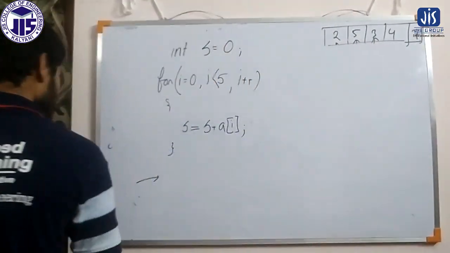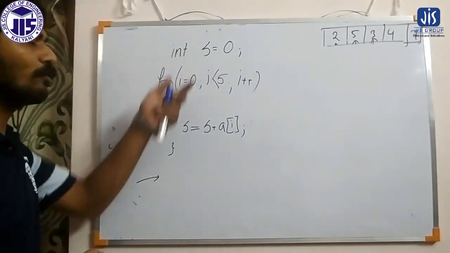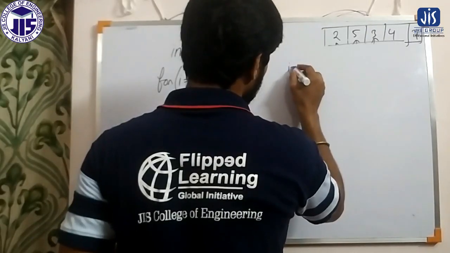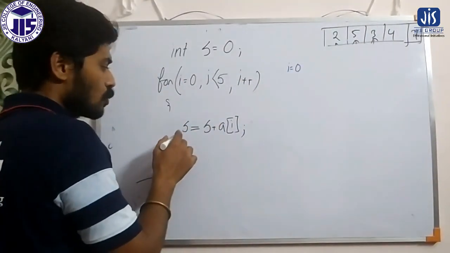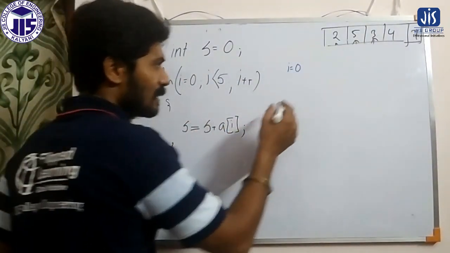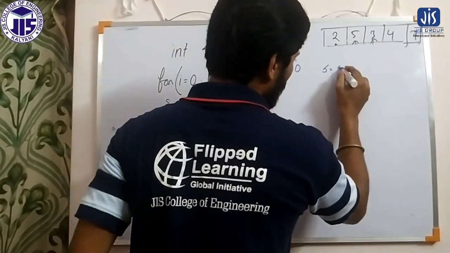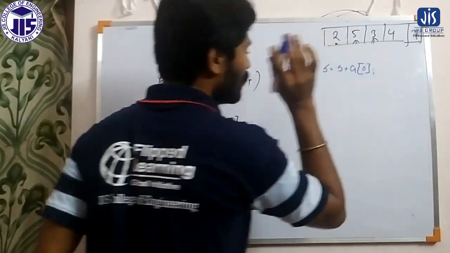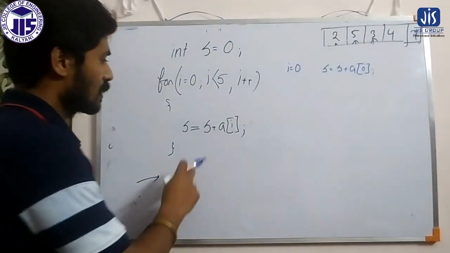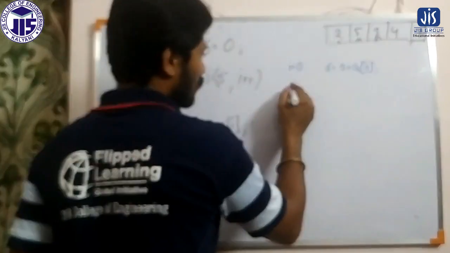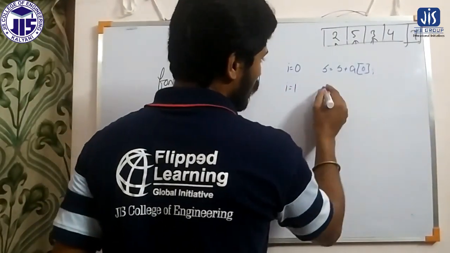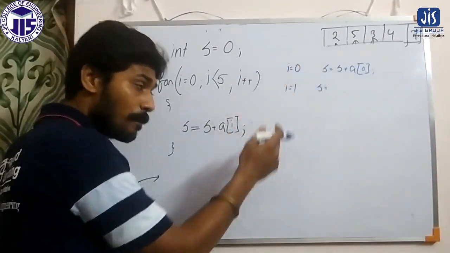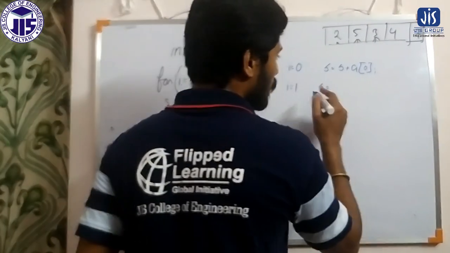So in this logic, let us see what happens. The initial value of s is 0. For the first iteration the value of i is 0. So what will be the result? s equals s plus a[i], and i means 0, so replace i by 0. In the next iteration the value of i will be 1. So when i is 1, s equals the previous s plus a[i].